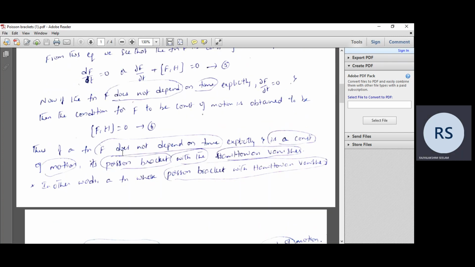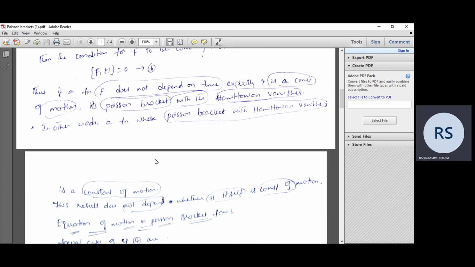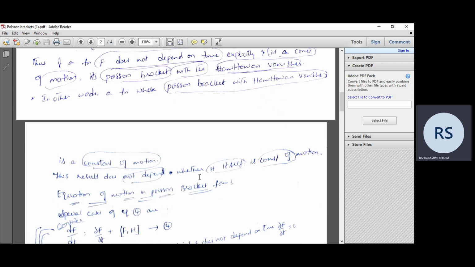Thus, if the function F does not depend on time explicitly and is a constant of motion, its Poisson bracket with the Hamiltonian vanishes. In other words, a function whose Poisson bracket with the Hamiltonian vanishes is a constant of motion. This result does not depend on whether H itself is a constant of motion.